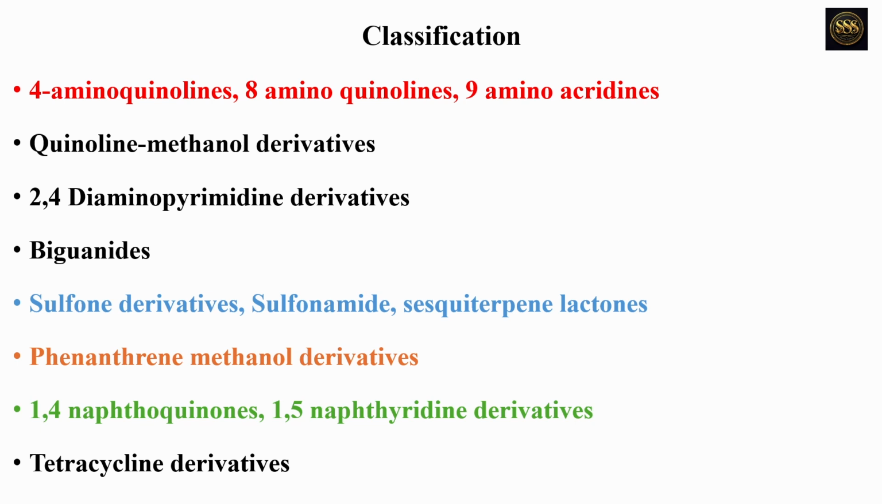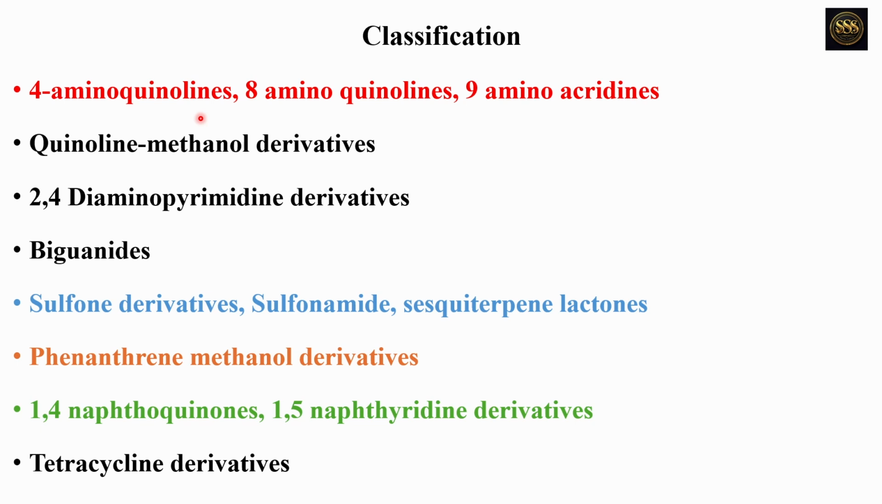A very good morning. Today we will be discussing anti-malarial drugs classification. So here you can see the different types of drugs. The first one is 4-aminoquinolines, 8-aminoquinolines, 9-aminoacridines. From the slide you can understand that aminoquinolines are involved. At the fourth position there is an amino group. At the eighth position there is an amino group, right?